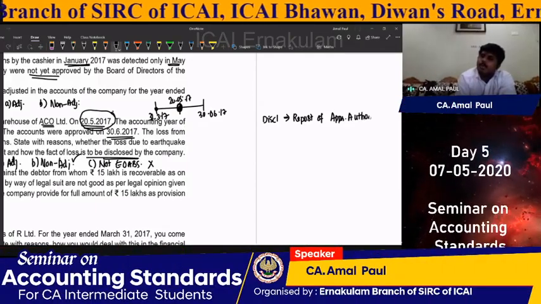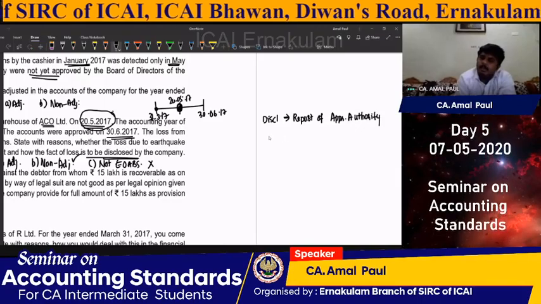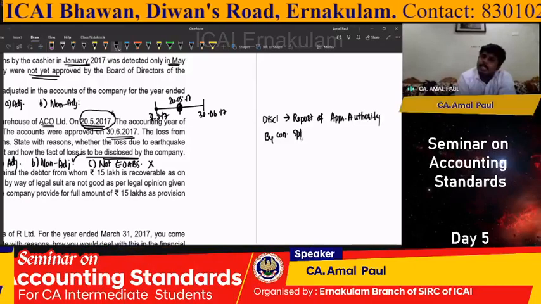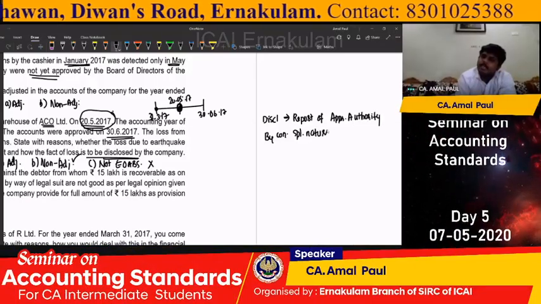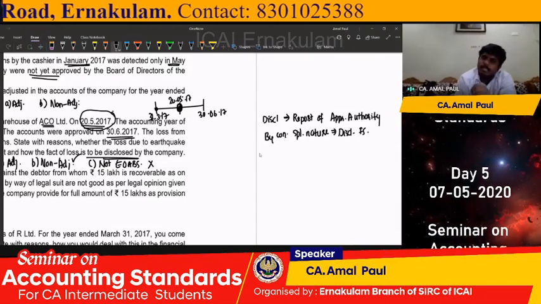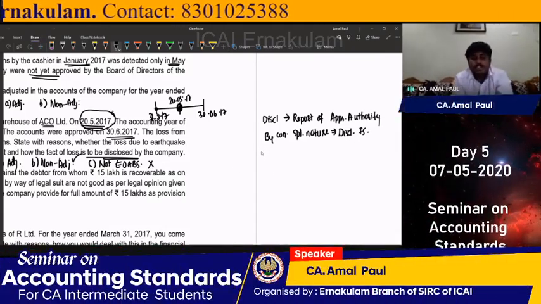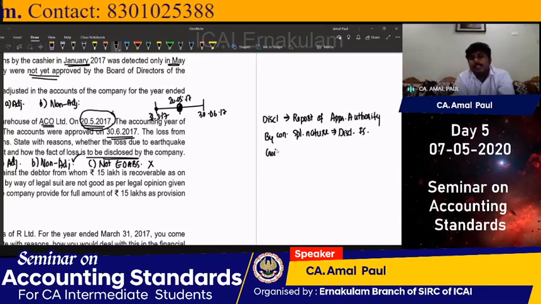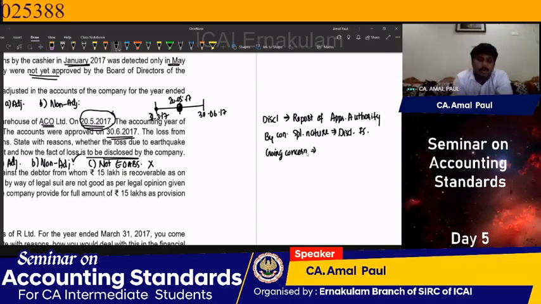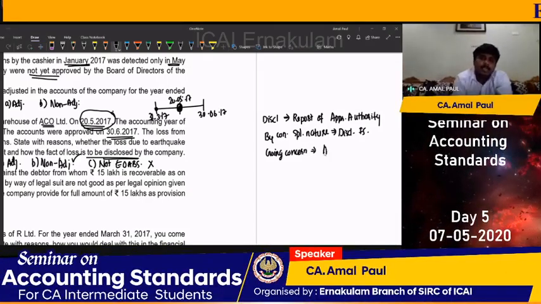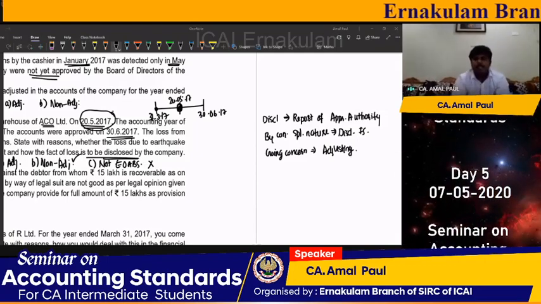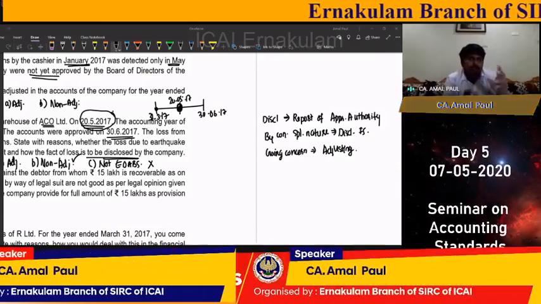Or if it is so material, by considering its special nature, we may disclose it in the financial statements. If it is a major loss due to which going concern is affected, going concern is no longer valid, it will become an adjusting item also. Clear? So you should consider all possibilities.